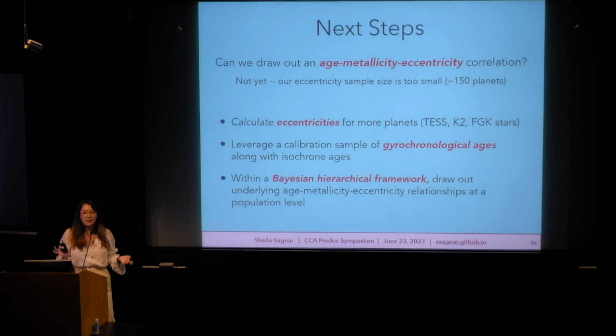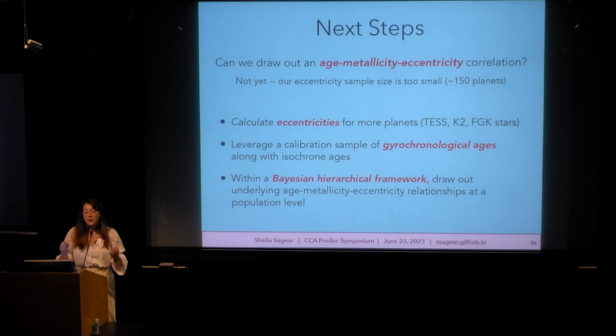As an aside, I think it's really, really amazing that in 2022, our sample size is limited on the front of how many high signal-to-noise transit light curves we have. That is incredible. But also, we might leverage a calibration sample of gyrochronological ages, along with these isochrone ages that we're using. We're still kind of playing with that.